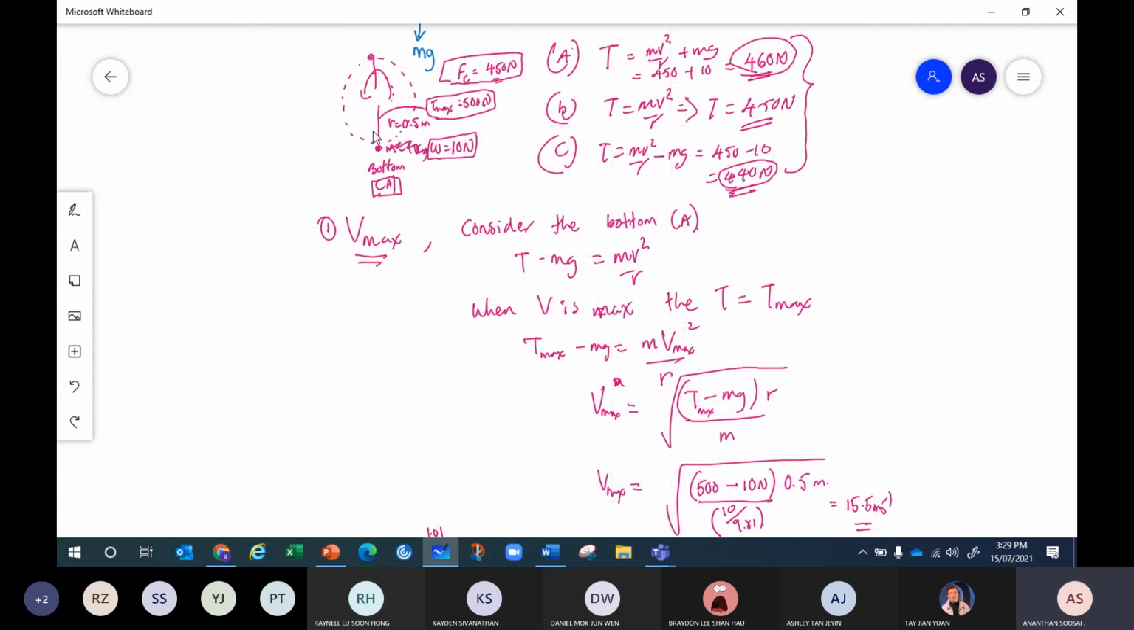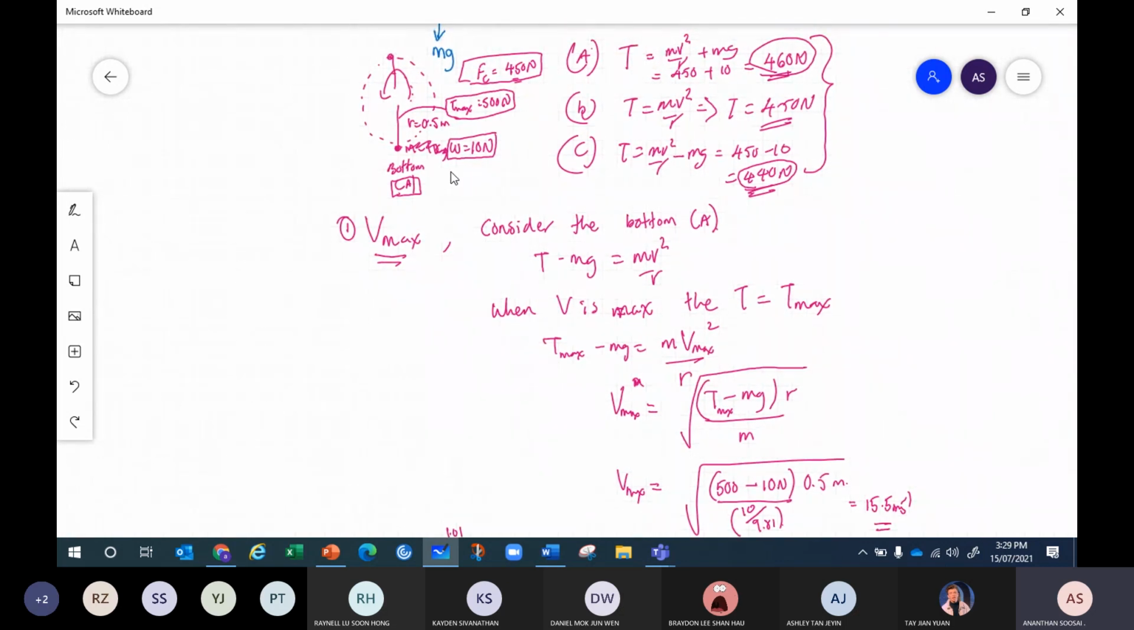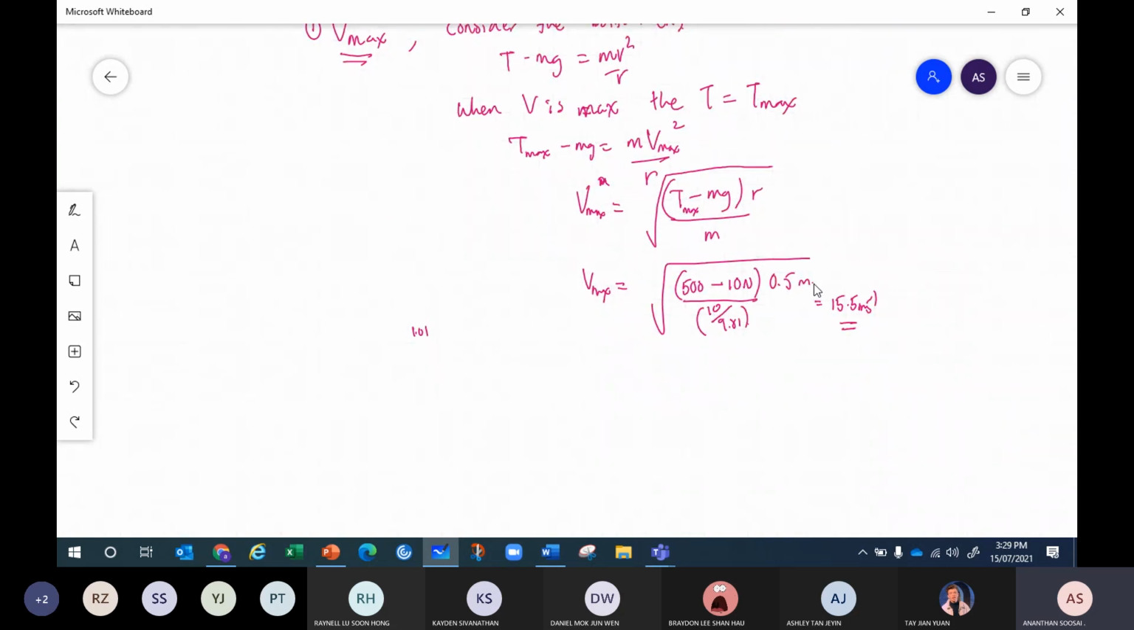Your friend who is trying to whirl it vertically, now you can advise him: don't go beyond 15.5 meter per second. According to his system, if he whirls it at more than 15.5 meter per second, the string is most likely going to snap at the bottom. So the limit is 15.5.